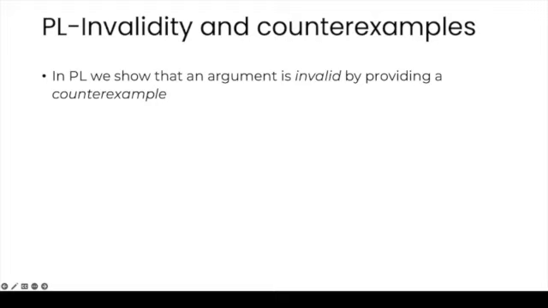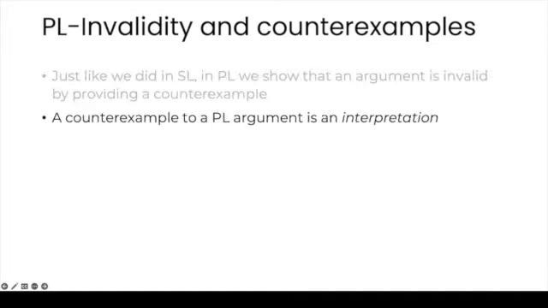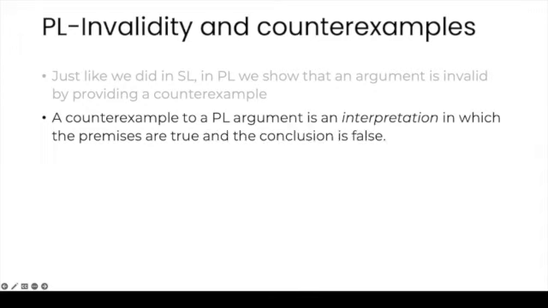Given this definition, it's no surprise that, just like we did in SL, in PL we show that an argument is invalid by providing a counterexample. And the definition of a counterexample in PL shouldn't be surprising either. A counterexample to a PL argument is first and foremost an interpretation. But what kind of interpretation? It's an interpretation in which the argument's premises are true and its conclusion is false. Again, this is exactly the same notion we use when we showed invalidity in SL. The only difference being that now we're talking about interpretations instead of assignments.